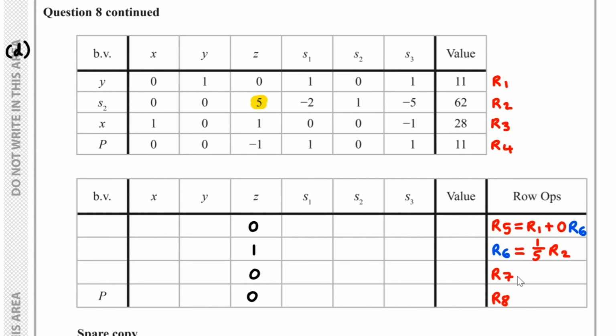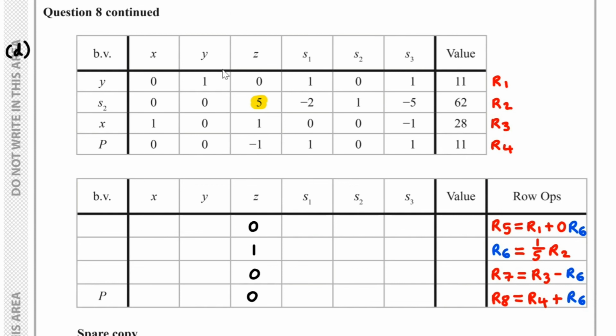And if I take a look at row 7, I want a 0 over here, so I will begin with row 3, and then from this I will subtract one lot of row 6. And if I take a look at row 8, I'm at -1, I want that to be a 0, so I take row 4, and then I will add on to that one lot of row 6. Here are the row operations we need to carry out.